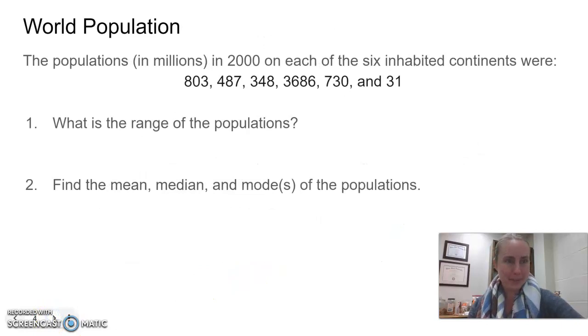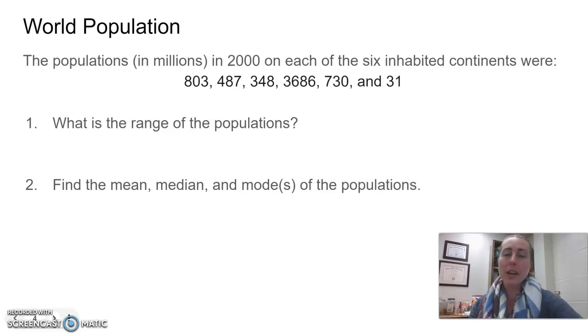Let's look at an example. We are given the population in millions in 2000 on each of the 6 inhabited continents. We've got 803 million, 487 million, 348 million, 3,686 million, 730 million, and 31 million.